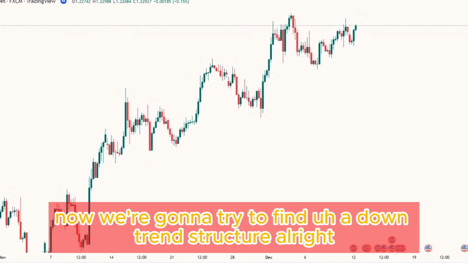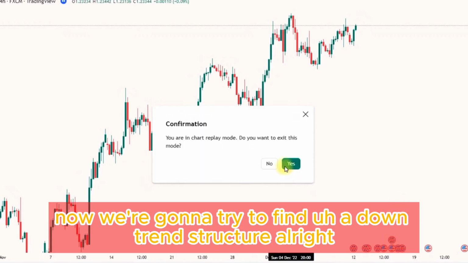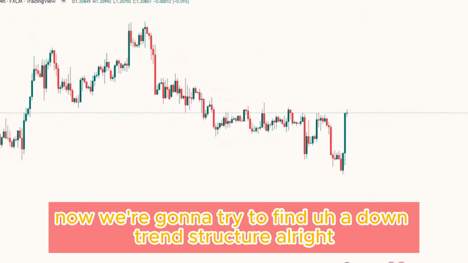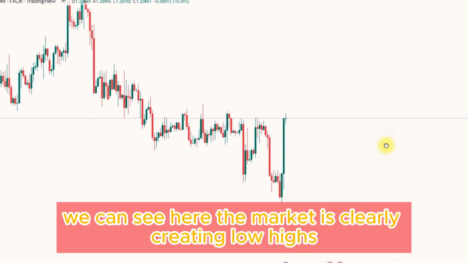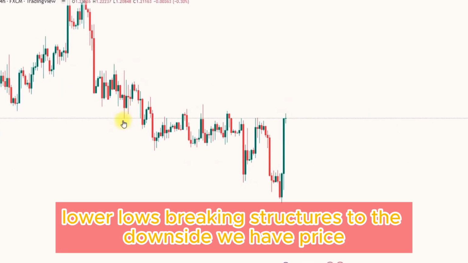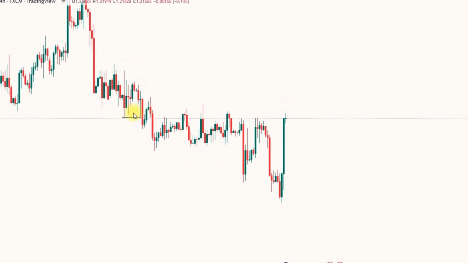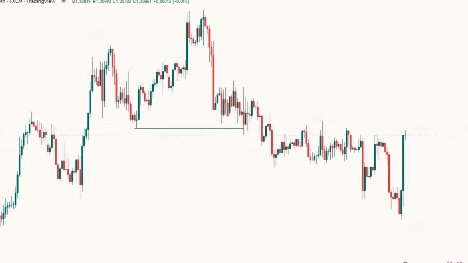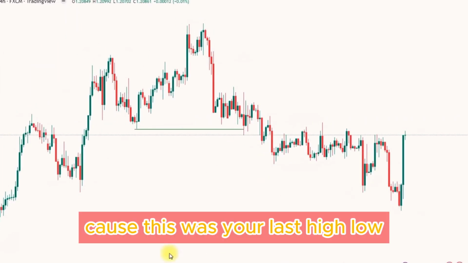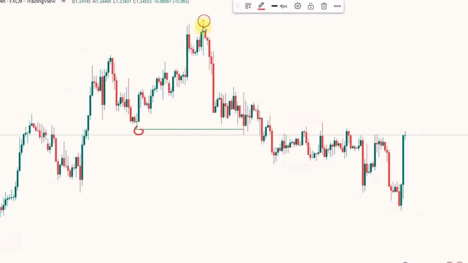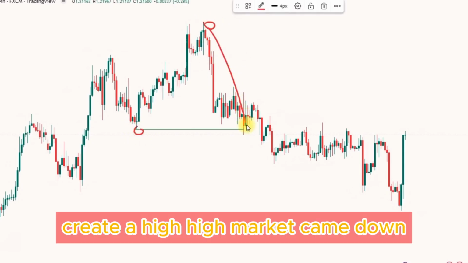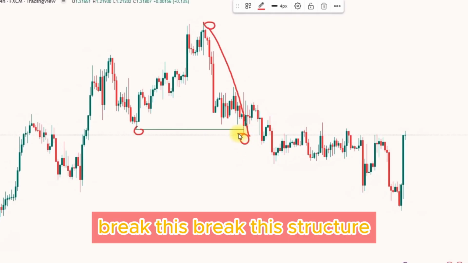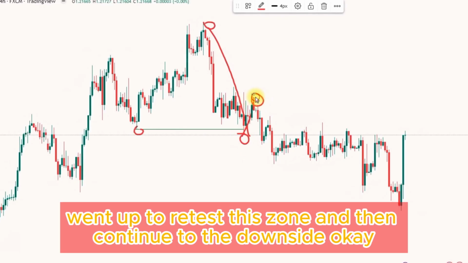Now we're going to try to find a downtrend structure. In a downtrend market, we can see here the market is clearly creating lower highs, lower lows, breaking structures to the downside. We have price giving us a change of character here, because this was your last higher low, it created a higher high, the market came down, broke the structure, went up to retest this zone, and then continued to the downside.